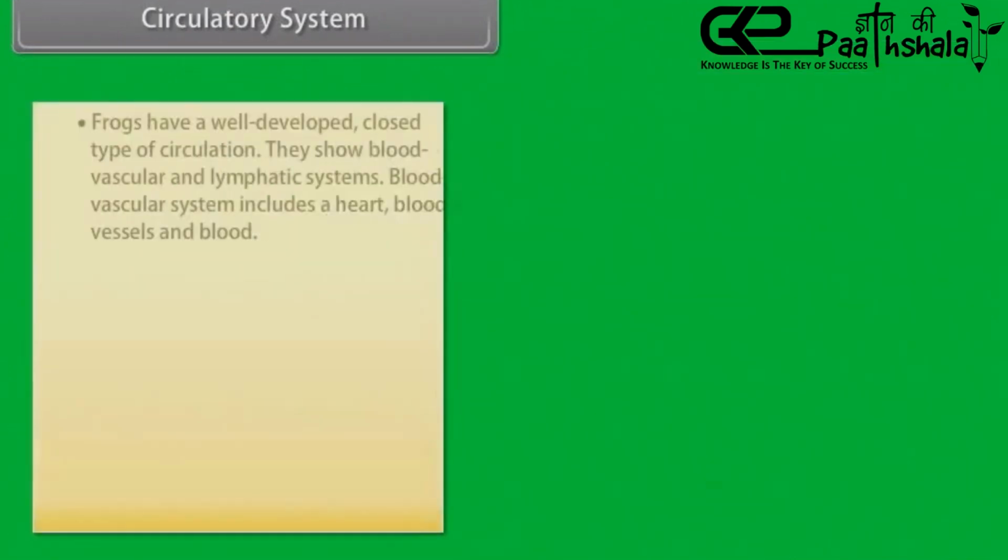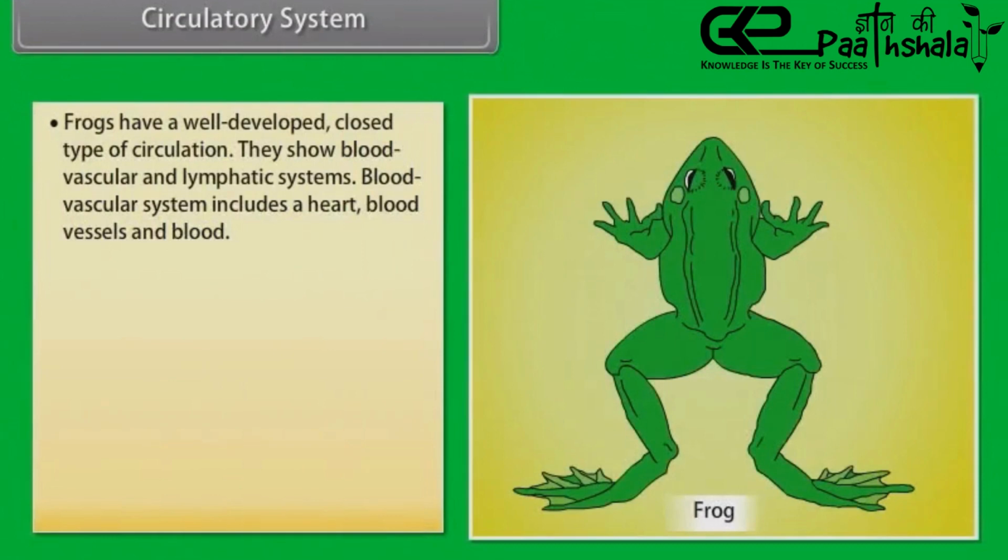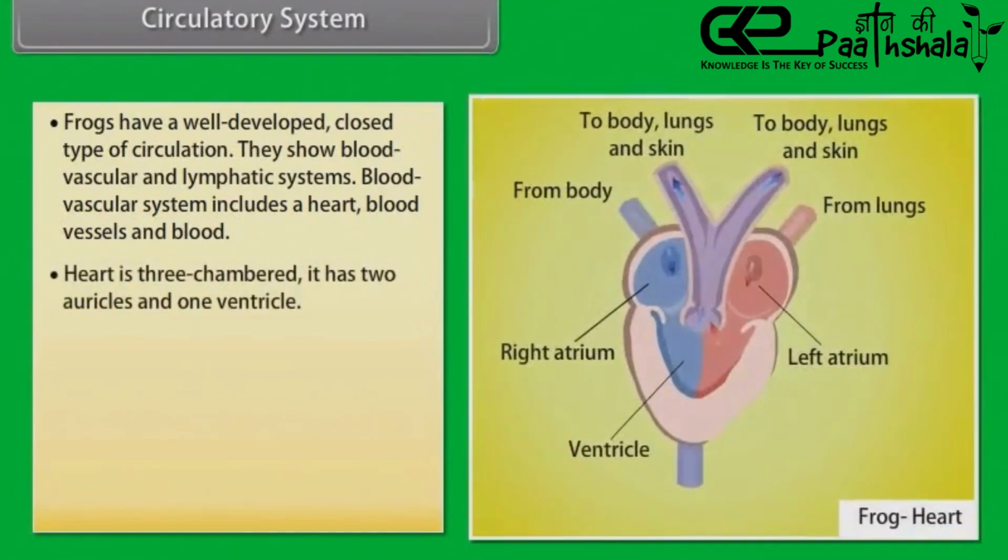Circulatory system. Frogs have a well-developed closed type of circulation. They show blood vascular and lymphatic systems. The blood vascular system includes a heart, blood vessels and blood. The heart is 3-chambered. It has 2 auricles and 1 ventricle. The heart is covered by a membranous pericardium.